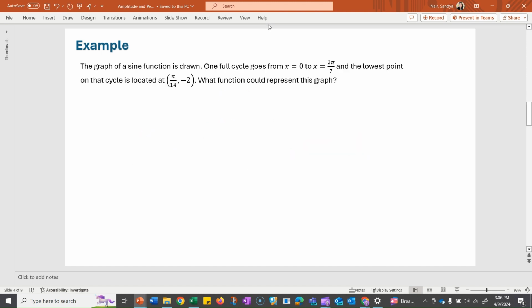Here it says the graph of a sine function is drawn. One full cycle goes from 0 to 2 pi over 7, and the lowest point on that cycle is located at pi over 14, negative 2. What function could represent this graph? We know we have a sine function, so we're working with y equals a sine bx, because in this lesson, we're really talking about amplitude and period. So I only need to include a and b.